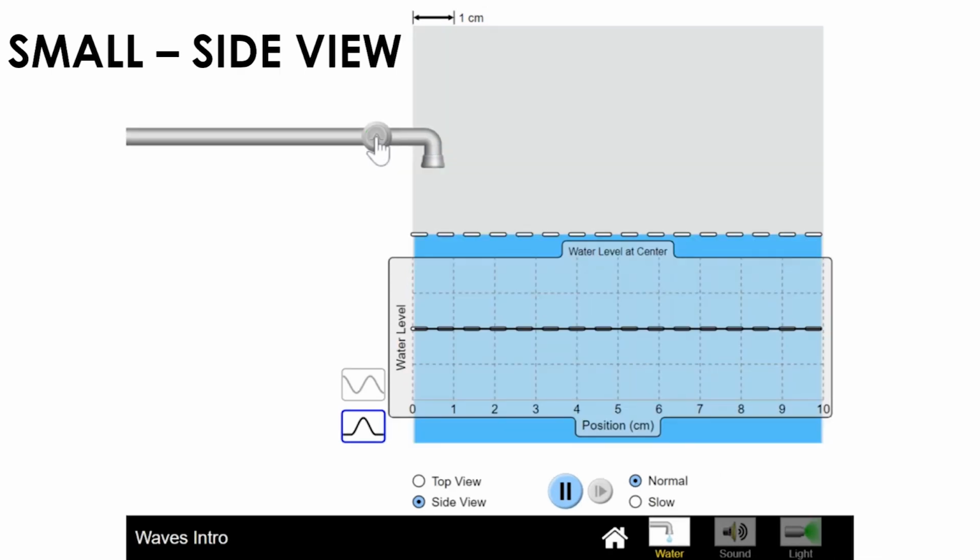This demonstration again shows a small rock, but from the side view. You'll be able to see the waves from the side, and you'll be able to see a graph to show the size of the waves as it ripples through the water. What do you notice about the amplitude of the waves?